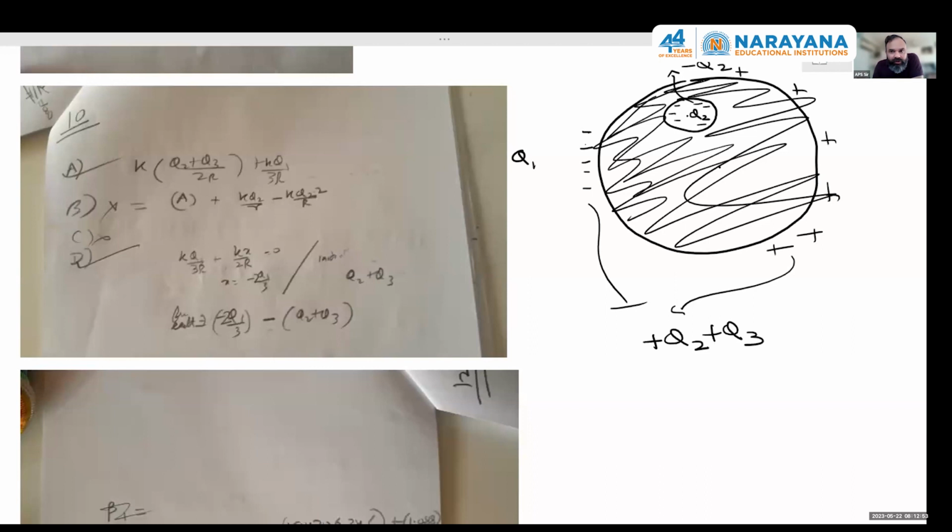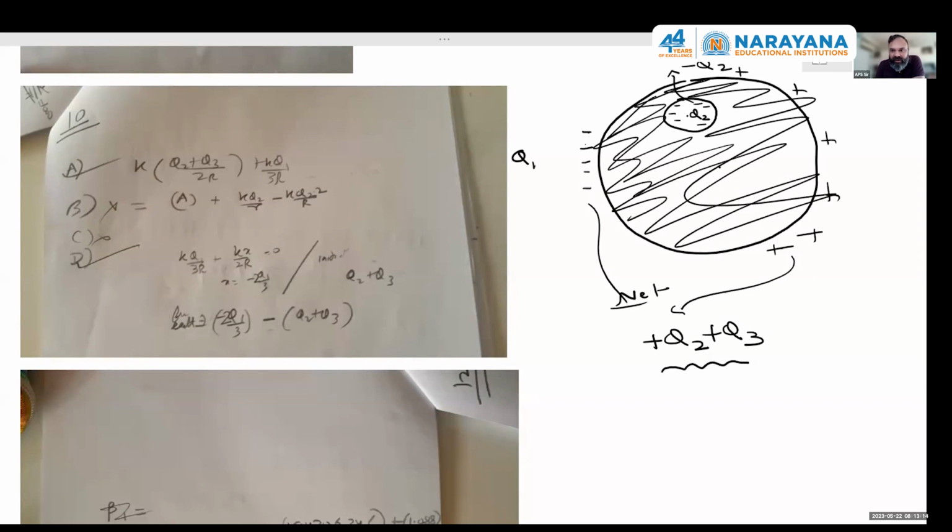So the inner surface and outer surface of this conductor in net should have a charge of Q3, because Q3 has been given. Because there is minus Q2 here, I've taken plus Q2 plus Q3 in net. Now the first question was, what is the potential of the sphere? I'll try to write the potential at the center of the sphere. You just check what I've done.